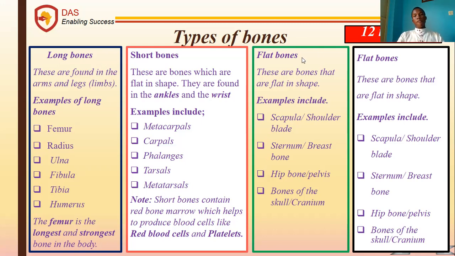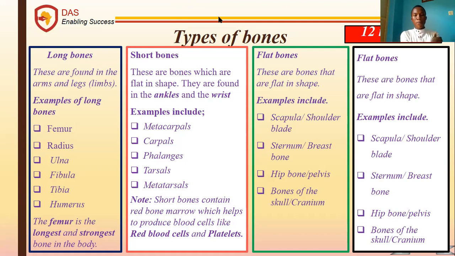Okay. Now, flat bones. What are flat bones? These are bones that are flat in shape. We said we name them depending on their shapes. For example, the scapula, the shoulder blade, is flat in shape. Secondly, we have the sternum or the breastbone. It is also flat in shape. Bones of the skull are also flat in shape. Those are what we call flat bones.